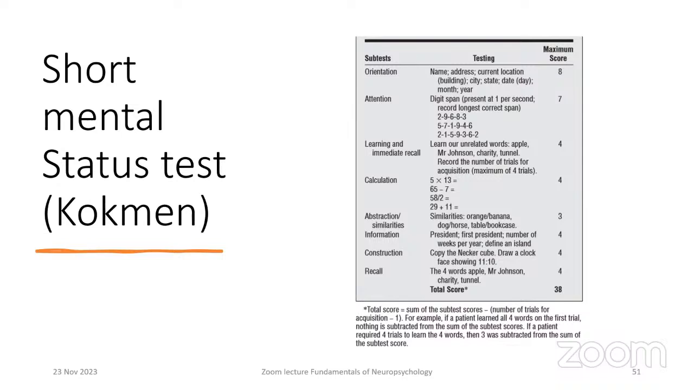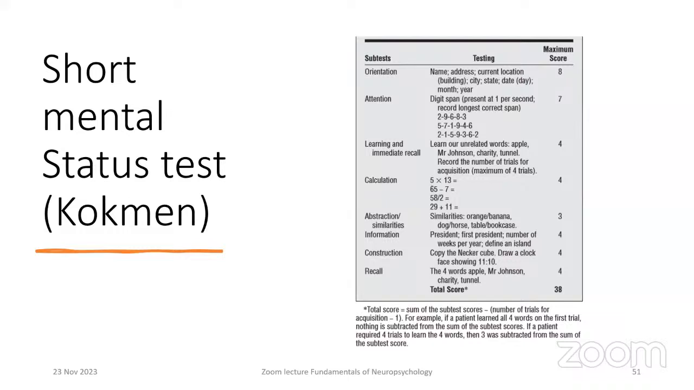So these are some of the information you can elicit. First president, number of weeks per year, define an island. These are the information items which are tested. Copy the cube, draw a clock face showing 11:10, and the four words, apple, Mr. Johnson, charity, and tunnel, which you earlier said in the learning and immediate stage. Then you recall them. The score is 38. Some of the subtest scores: number of trials for acquisition.